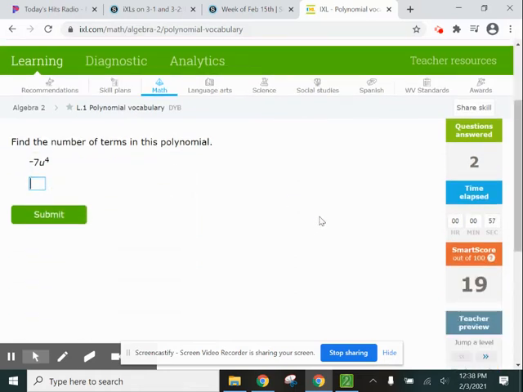Number of terms. So terms are separated by addition or subtraction. This only has one term. Even though there is a negative out in front, there's not another number in front of that negative. So this also only has one term. This one, degree of the polynomial. So I have two different p's here. The higher exponent, though, is the 10. So 10 would be the degree.